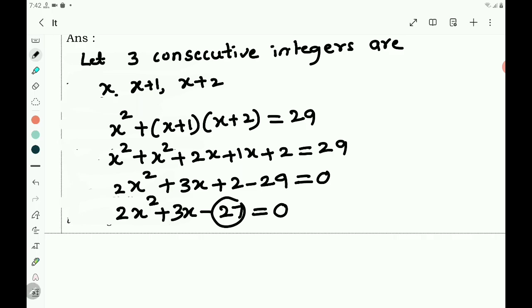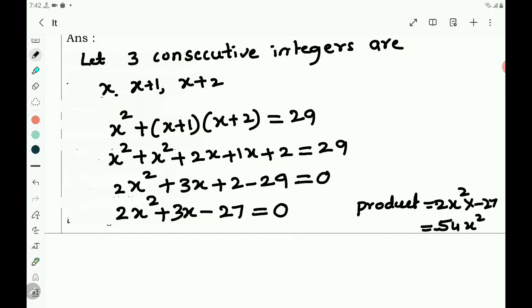Then what is the product here? Product of the first and the third term becomes the product. That is, product equals 2x square into minus 27, which is 27 twos are 54, and it is negative 54 x square. Minus 27 is there, so minus 54 x square. Then the middle term p plus q means sum.